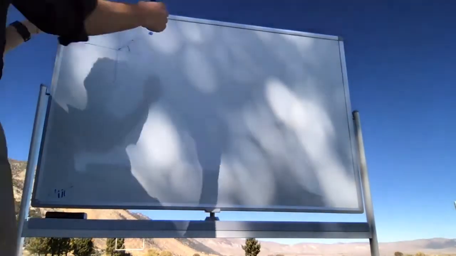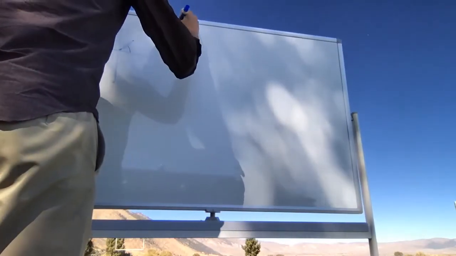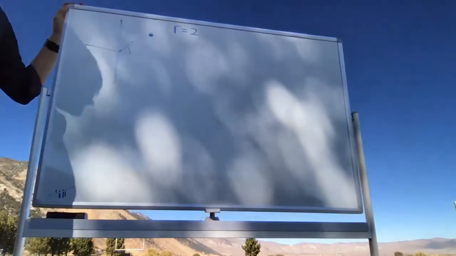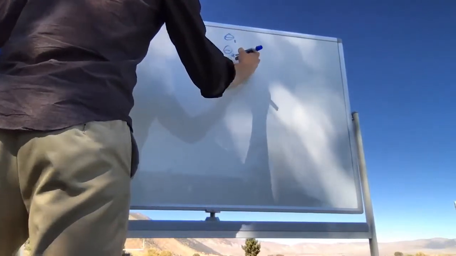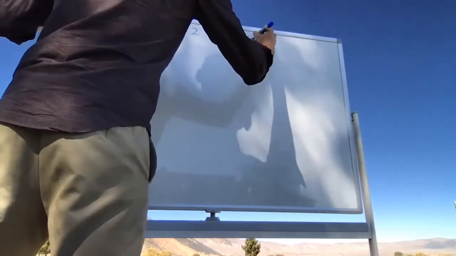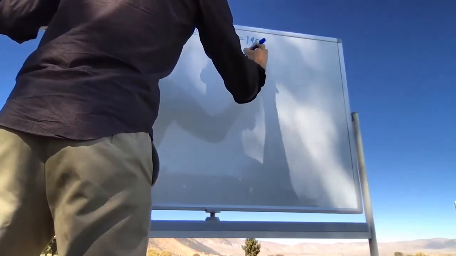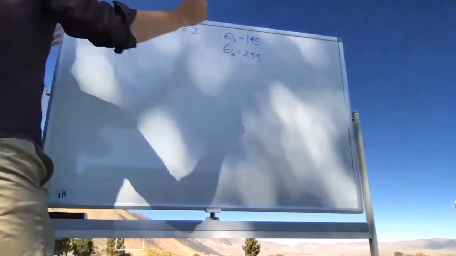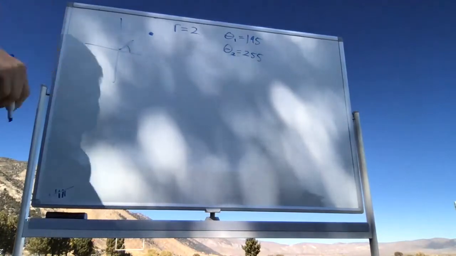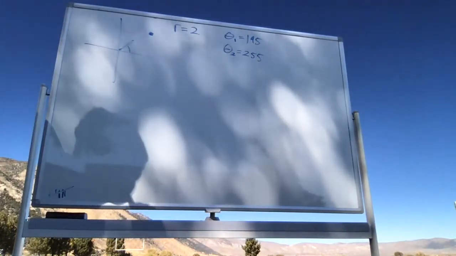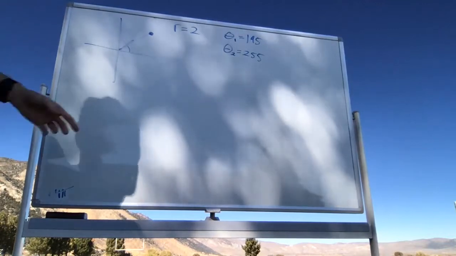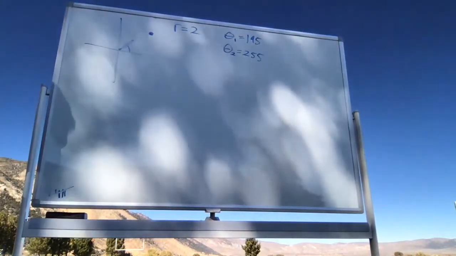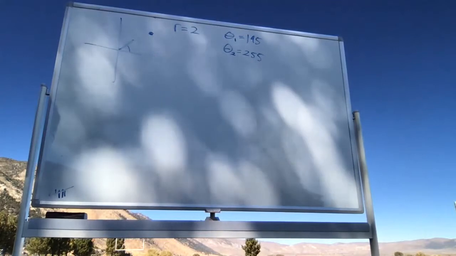So from the previous side of the board, we know that r is equal to 2, and my 2 different thetas, I'll call them theta 1 and theta 2, were 195 and 255. I wrote those down, right? Yeah, those are the exact angles with the 15 and the 60 all multiplied and added.